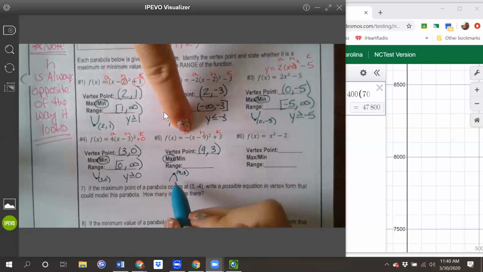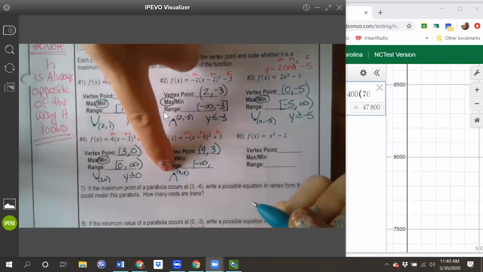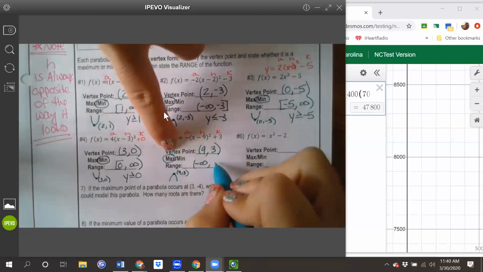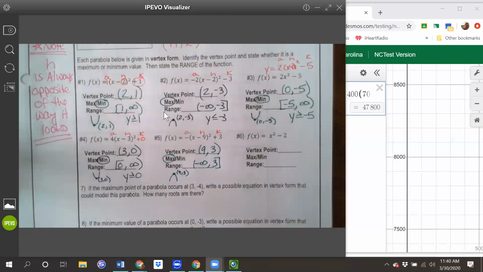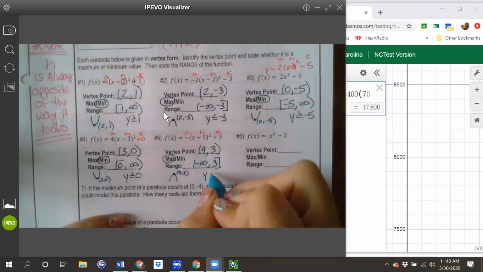So this parabola, the frown, is going to go all the way down to negative infinity and all the way up as high as 3. That's the max value is 3. So y values have to be less than or equal to 3.